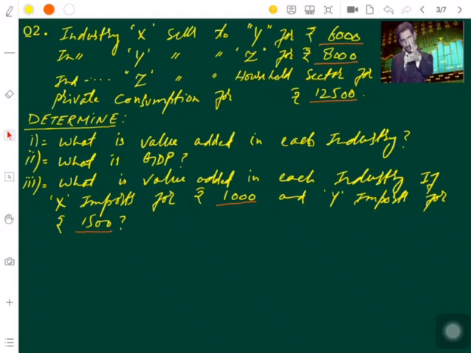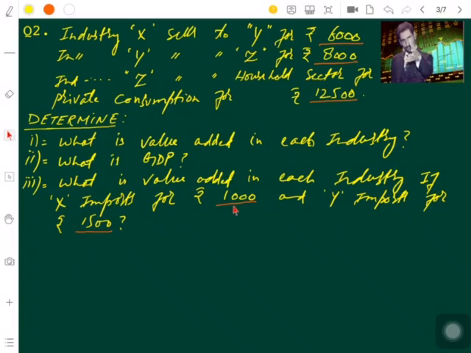From this given example or information, we are being asked to determine, number first, what is the value added in each industry? Number second, what is GDP, gross domestic product? And number third, what is the value added in each industry if X imports for rupees 1,000 and Y imports for rupees 1,500. Bear it in mind, we are talking here about imports.